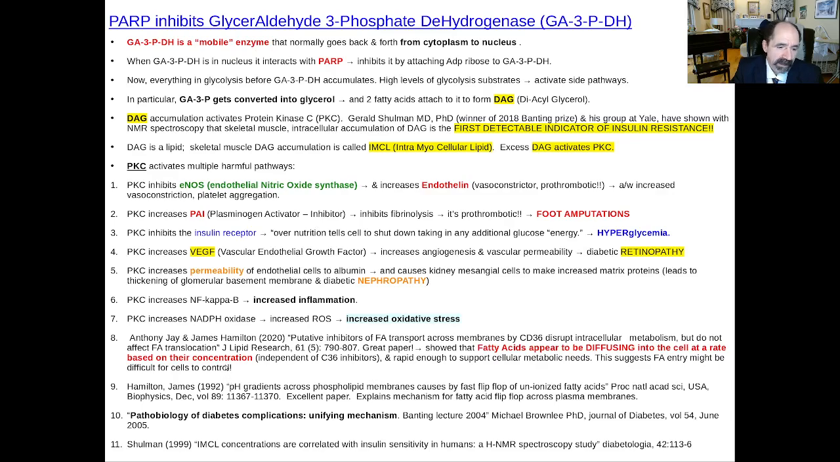Shulman is the guy out of Yale with his group, and they are the ones that showed that IMCL, intramyocellular lipid concentrations, correlate with insulin sensitivity in humans. Basically, they showed with magnetic resonance spectroscopy that accumulation of fat in skeletal muscle cells is the first detectable finding in insulin resistance, which means causing diabetes.